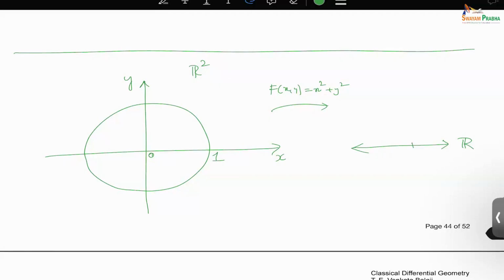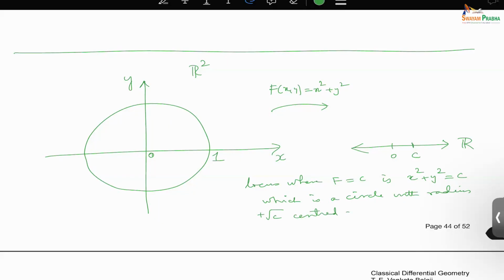So if you take a constant c and assume that c is greater than 0, and you look at the locus where f is equal to c, this is simply the points which satisfy x squared plus y squared equal to c. And this is a circle with radius positive square root of c centered at the origin. So the level curves are just circles. And here of course I am taking c equal to 1. If you take c equal to 1, you get the unit circle.